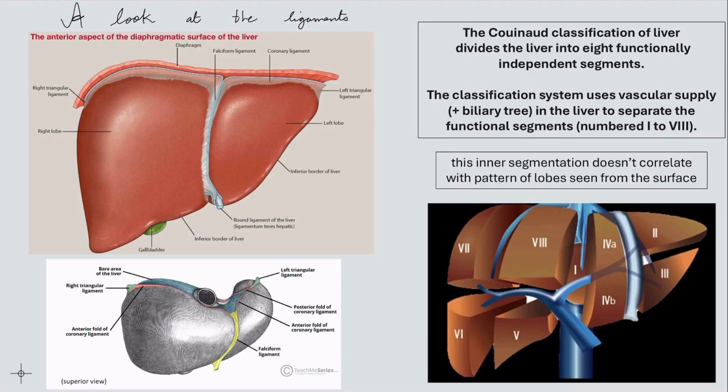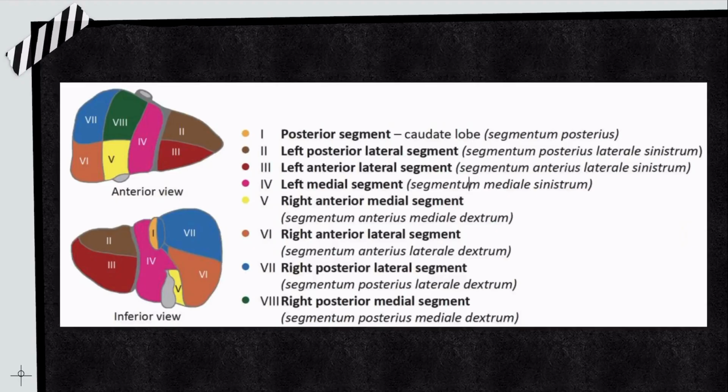pattern of lobes you see, which means if I held a liver in my hand, I'm not going to see these 8 segments, I'm just going to see the lobes that we talked about, which is why we say that this is more of a functional classification, that it does not correspond with the pattern of lobes that you see from the surface itself. And this is usually used in a more surgical aspect. You see them a little bit more clearly here in this picture, and just going through them is enough. They will probably ask you.